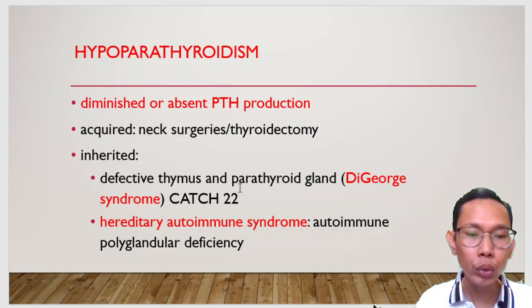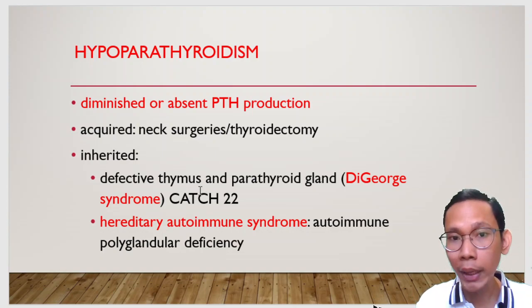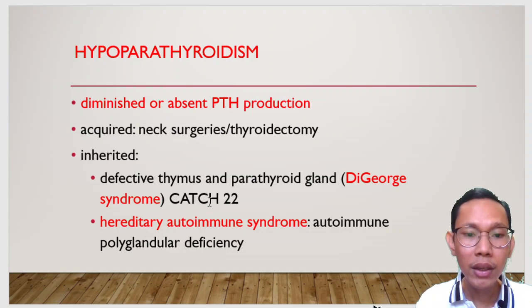Ano po itong 22, Doc? Because this is inherited, chromosome 22 is actually affected. So catch-22. Again, patient will have cardiac problem, abnormal facial feature, thymic hypoplasia, that's why patient may have recurrent infection. C, patient will have cleft palate. And lastly, H, patient may have hypocalcemia. And the 22, chromosome 22 is affected.